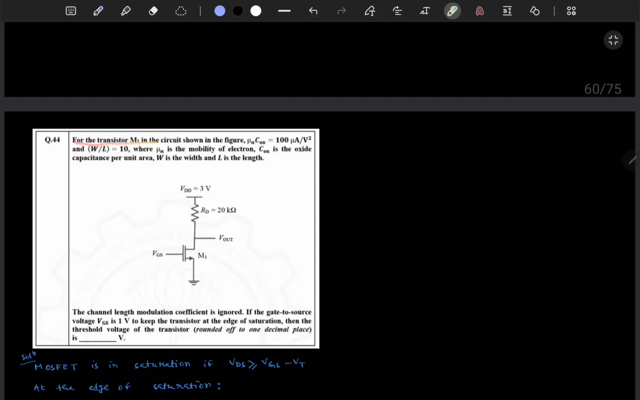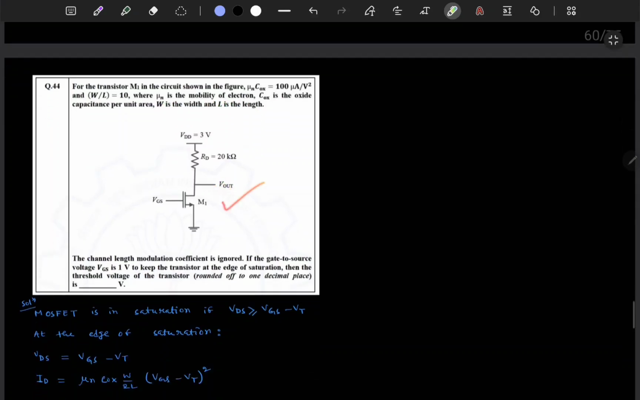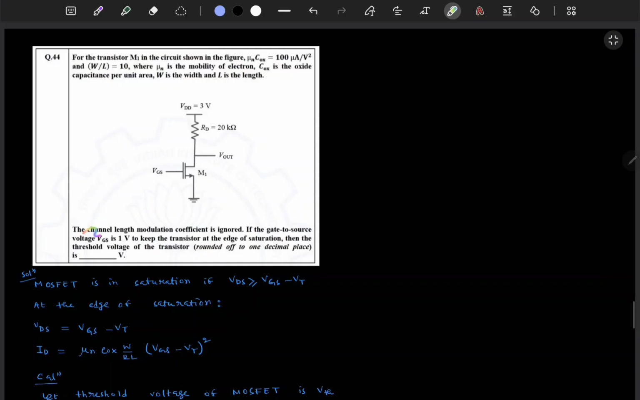For the transistor M1 in the circuit shown in the figure, mu1 Cox equal to 100 microampere per volt square and W by L equal to 10, where mu1 is the mobility of the electron and Cox is the oxide capacitance per unit area, W is the width and L is the length. So here one MOS transistor is there. The channel length modulation coefficient is ignored here.